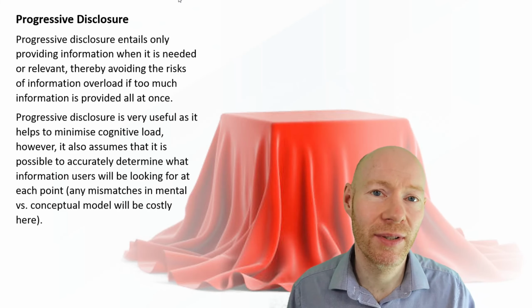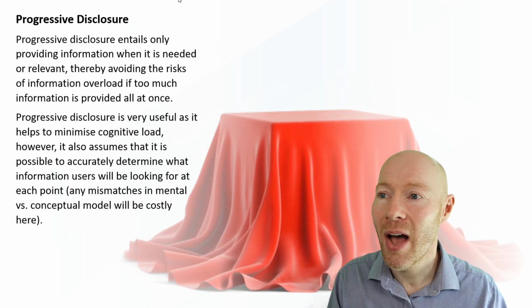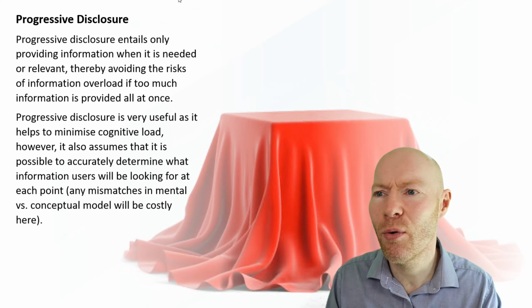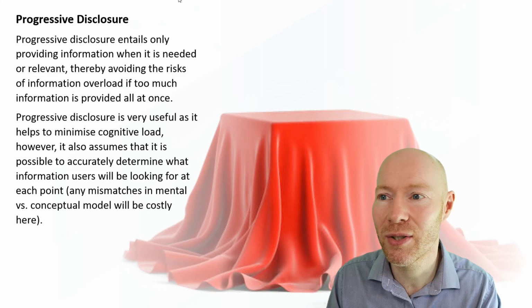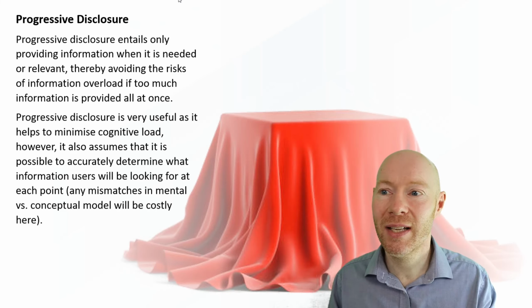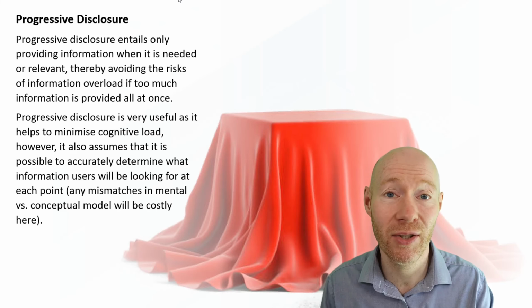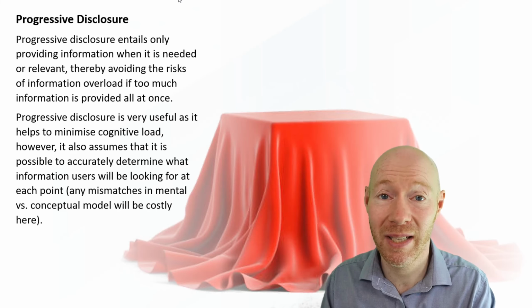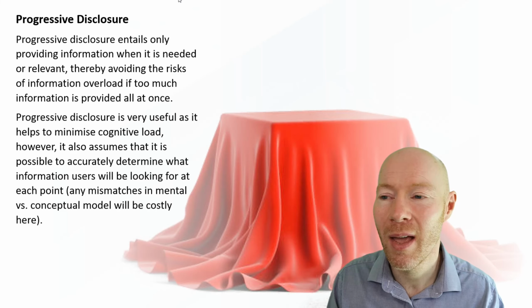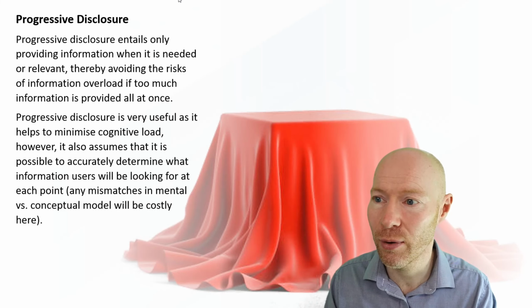Progressive disclosure is a technique you can use to help this process. With progressive disclosure, you're only presenting the user with information when it's needed or when it's relevant. In that sense, you avoid the risk of presenting the user with too much information, or having a lot of stuff on screen where it's hard to navigate through it. You only show them what they really need at that particular point, or what they're looking for. So that's fantastic, a really good way to lessen cognitive load.